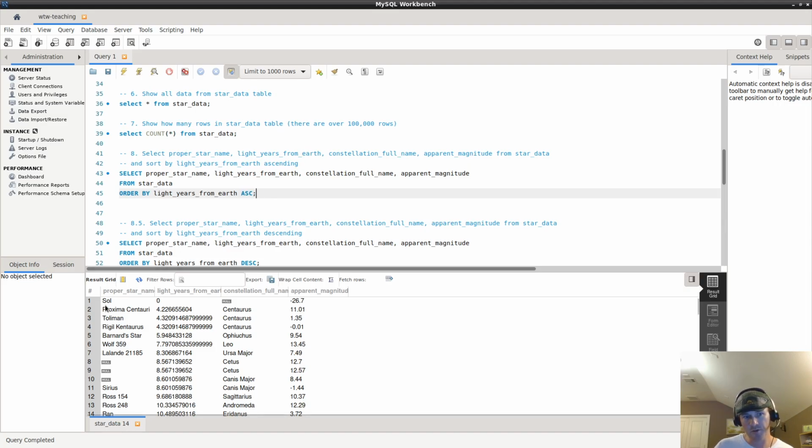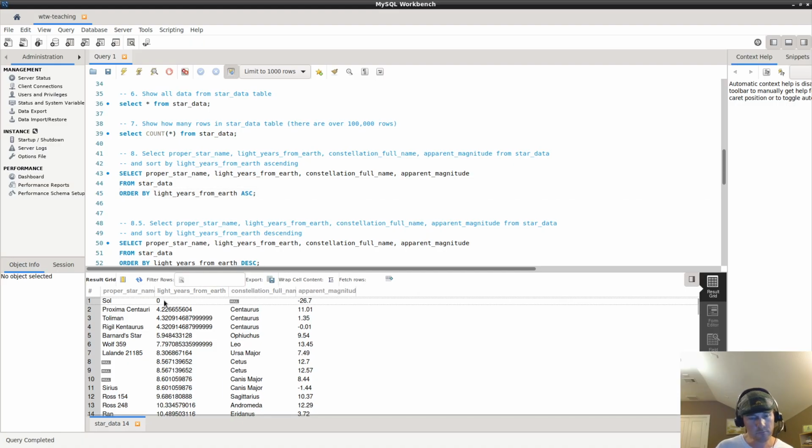Okay, so what this means is our own sun has 0 light years from Earth. Technically, in terms of light years, the sun is practically right next to us. Light years are an incredibly long distance. Basically, the sun is 8 or 9 light minutes away. It's null for constellation because we don't consider it part of a constellation. And the apparent magnitude is this, so it's the brightest star we have.